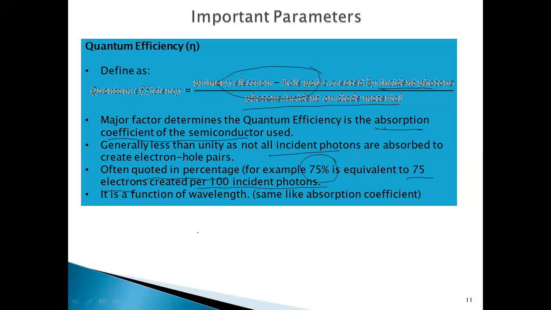The interesting thing is that the quantum efficiency is also said to be a function of wavelength. We know that the absorption coefficient depends on the wavelength, and we know that the quantum efficiency is highly dependent on the absorption coefficient. So by right, this quantum efficiency must also be a function of wavelength. So this is about the quantum efficiency parameter.